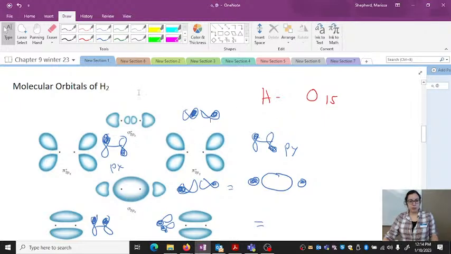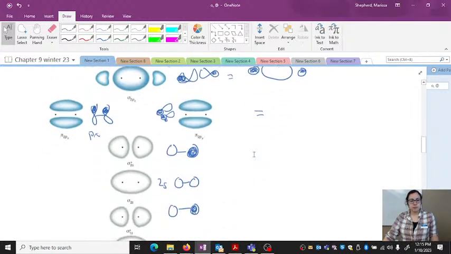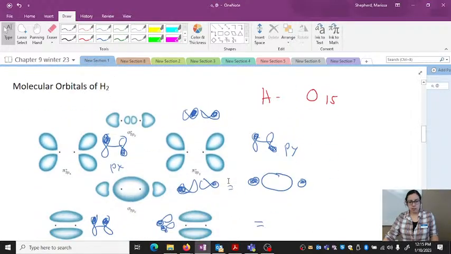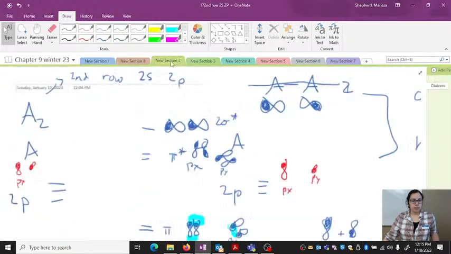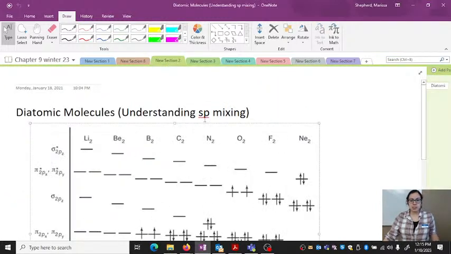So does this picture at least make sense now of what the heck they're trying to show? Again, I'm not quite sure why they did this, but I don't think it's the clearest way to start, but that's the translation. All right, so now let's try to understand SP mixing. So we're going to kind of redraw this diagram.